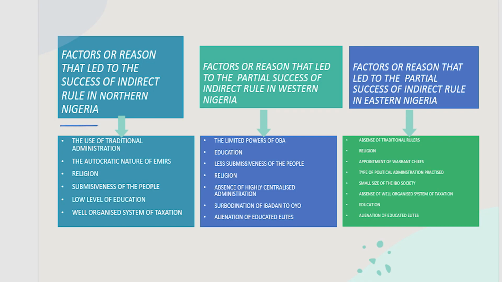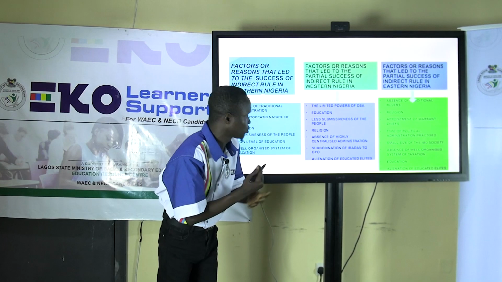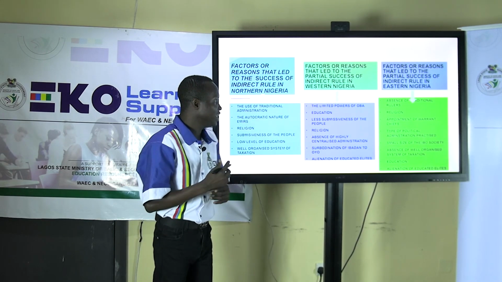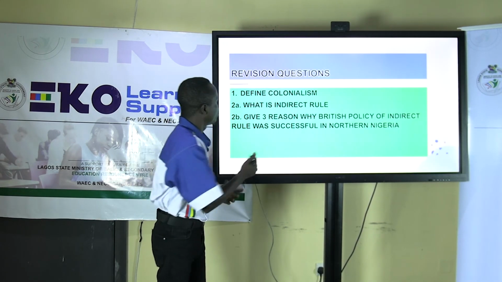Four, type of political administration practiced. They practiced a decentralized, acephalous administration that does not have a central head. So to meet anybody for a decision was made difficult. That was why it was partially successful. These are other factors that led to the partial success of indirect rule in Eastern Nigeria.